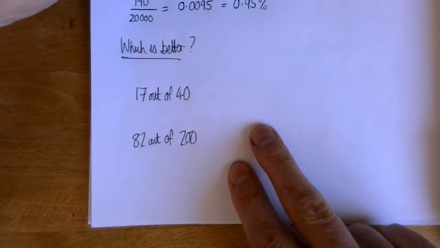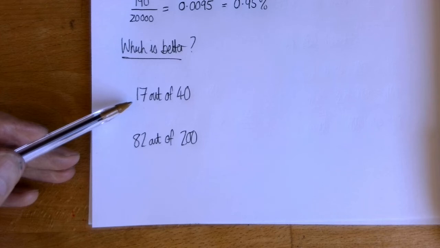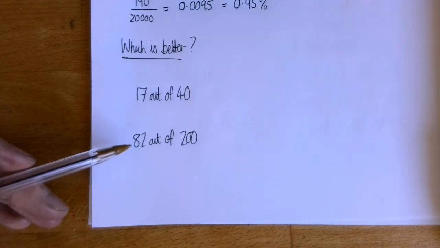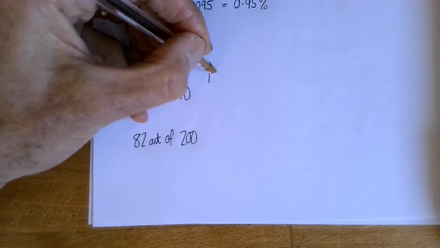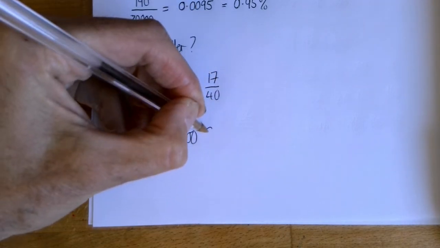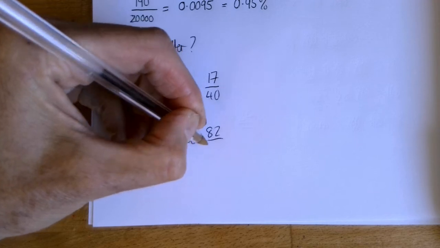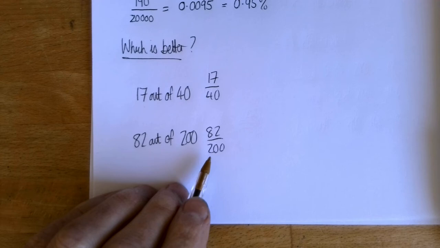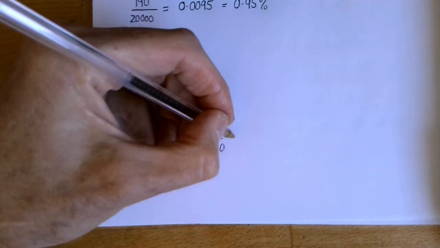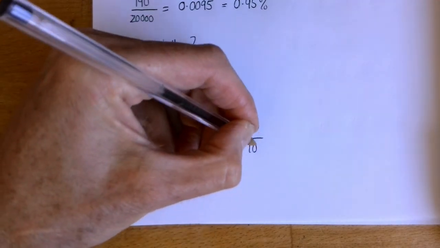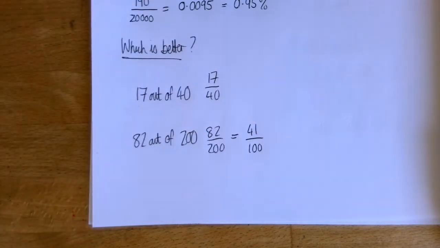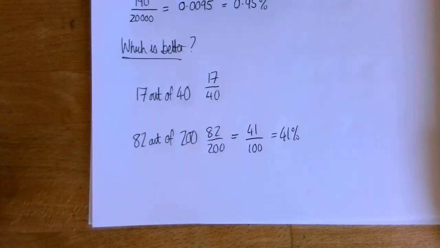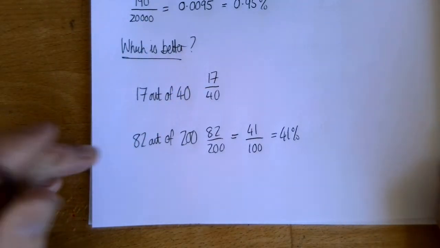Which is better? If someone gets 17 out of 40 in a test, or someone gets 82 out of 200 in a test? Well, I'm going to write both of those as fractions. 17 out of 40, 82 out of 200. These are quite easy to change into percentages. This one in particular, I'm going to do without a calculator by halving the top and the bottom. So that's 41%.